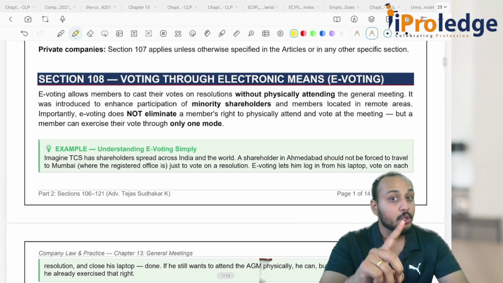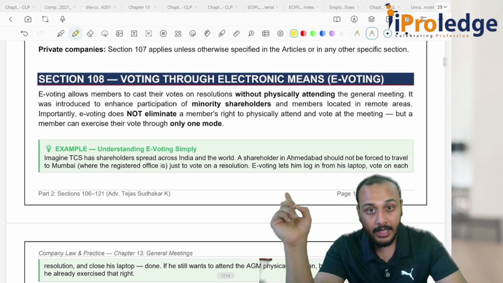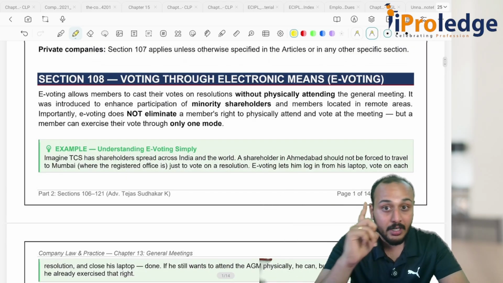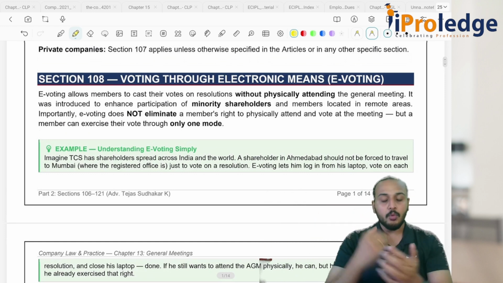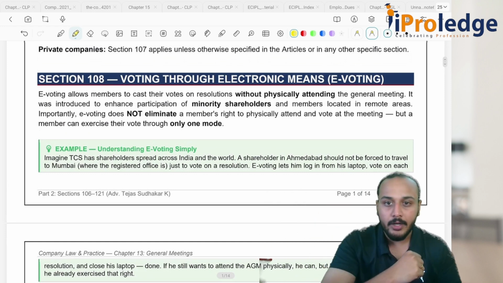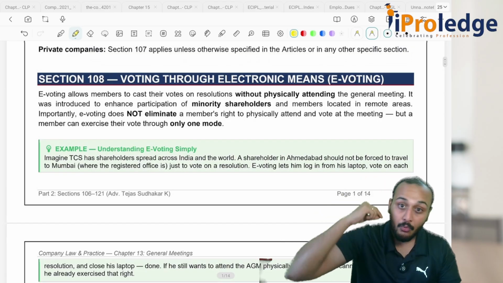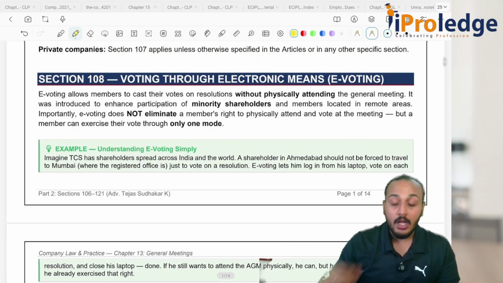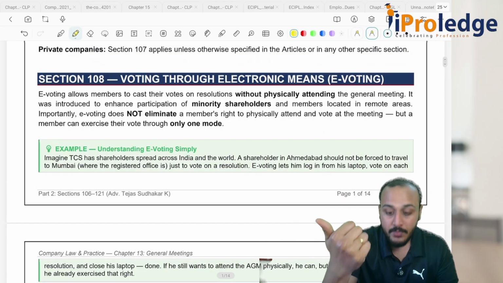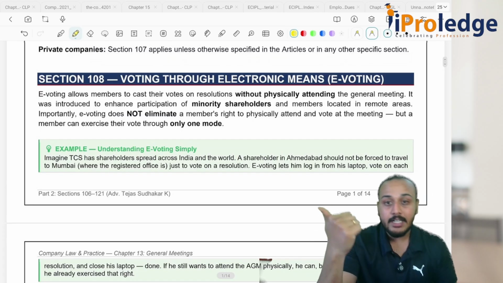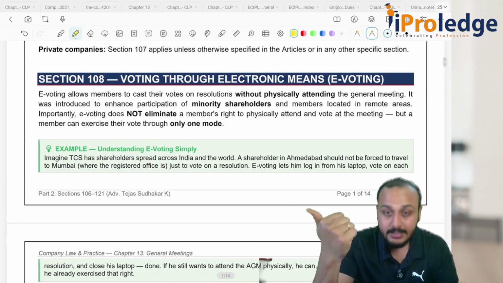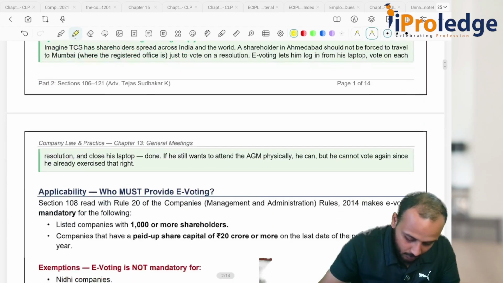Now, just because you have cast your vote online, no one can stop you from attending the physical meeting at the registered office. Say I cast my vote electronically and then go and attend the general meeting. The company cannot stop me from physically attending the general meeting. That is the difference.